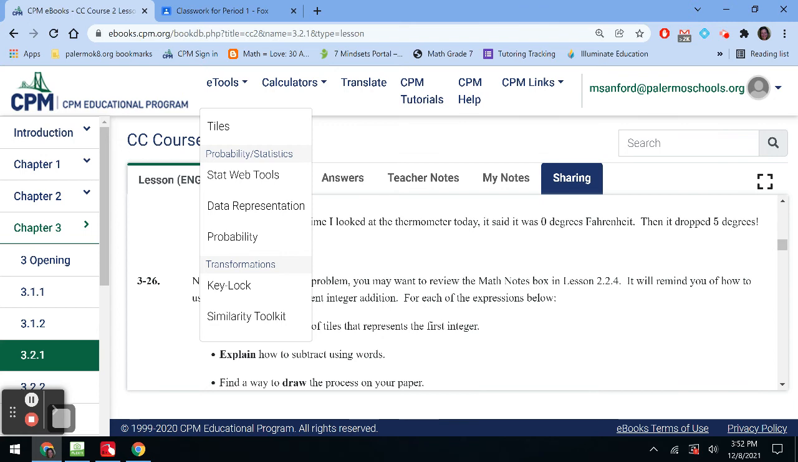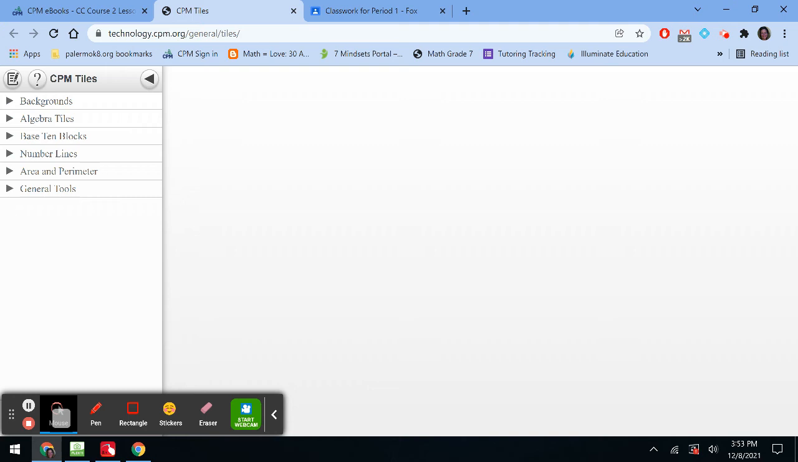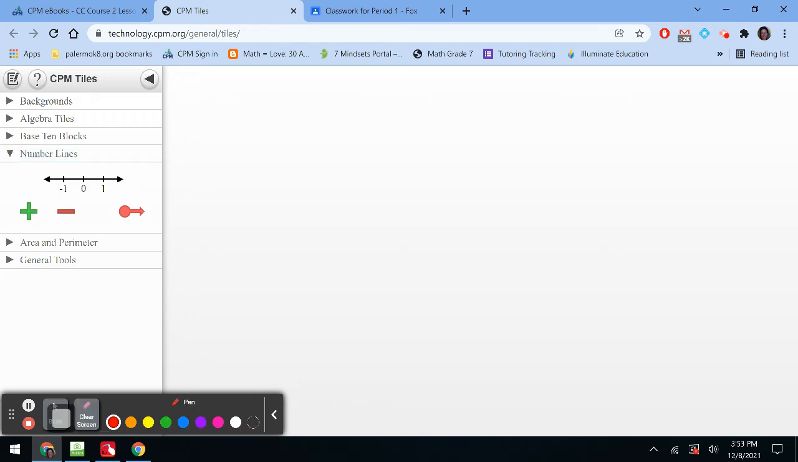So I'm going to eTools. I'm going to go to tiles because again, I want my integer tiles. And the part that's a little confusing, and I actually had to look for it again today, is that it's under number lines for whatever reason. So we had originally, if I write on it with a pen, I wonder if it will stay. Let me try this. I haven't done this before. We'll try it out together.